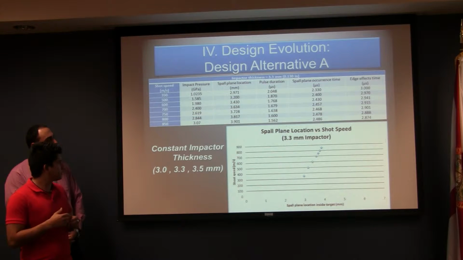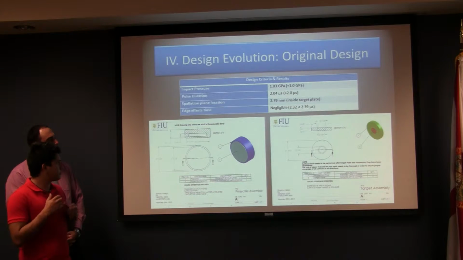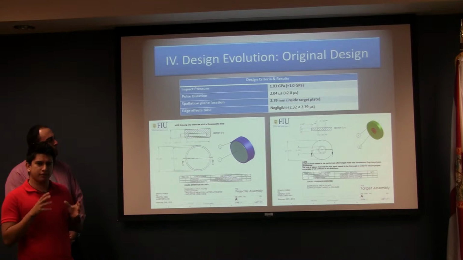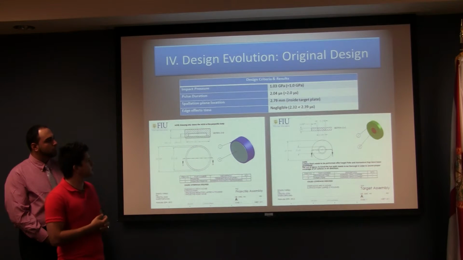On your left, you can see the first engineering drawing for the projectile and the impactor, and on your right, the momentum trap encasing the target. Next one, please.